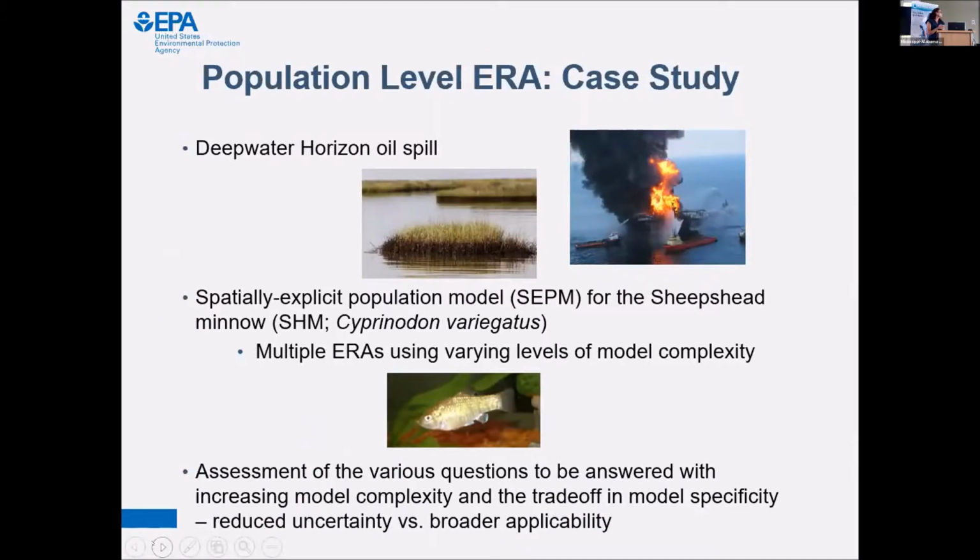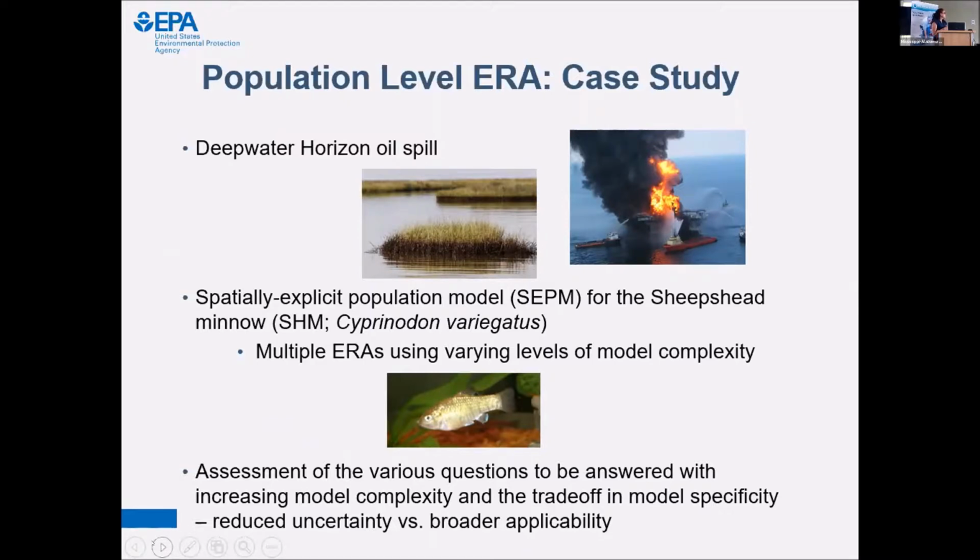So like I said, we didn't start out looking to investigate the Deepwater Horizon as a case study, but as we're putting these sheepshead minnow models together, the oil spill happened, and all of a sudden we had a lot of people concerned about where the oil was going and collecting data on the contaminant distribution. So that allowed us the opportunity to include some of these more complex data sources into our model.